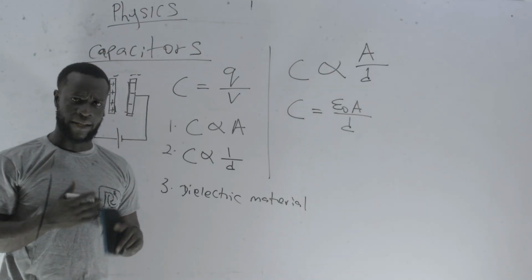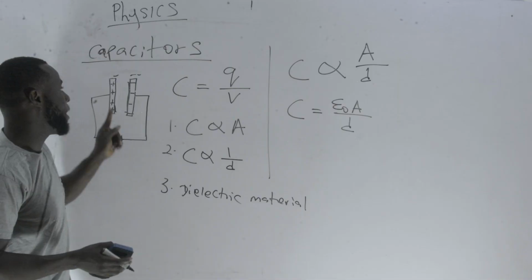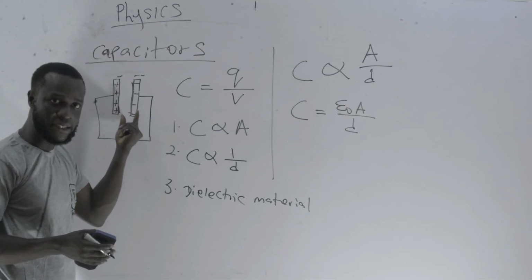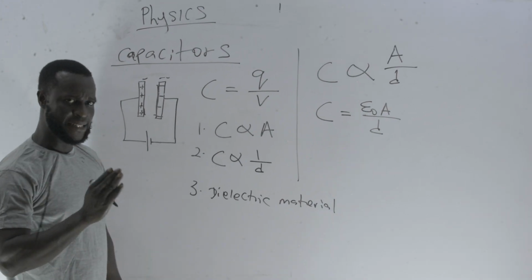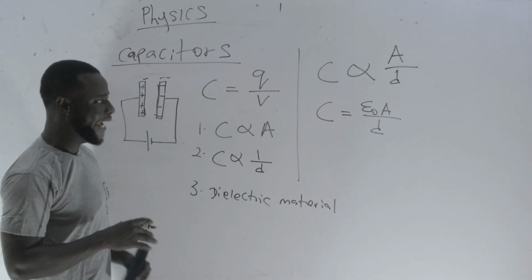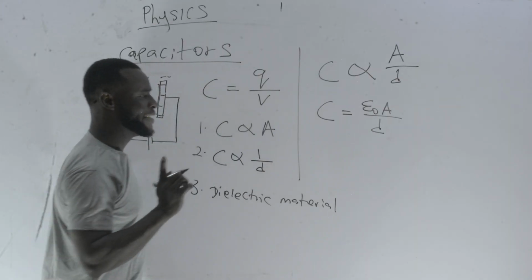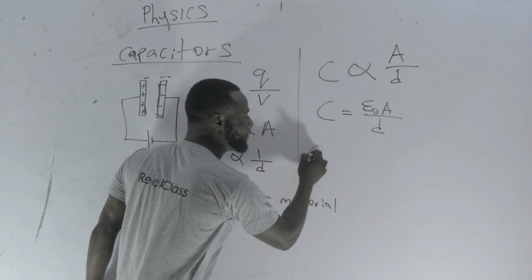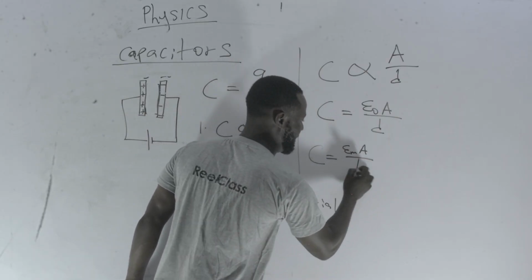But it's not all the time that there will be a vacuum between the plates, because we just realized that there are times when they can place an insulator between the plates. So if they place an insulator between the plates, then it's no longer ε0, but rather εm. If there's a dielectric material between the plates, I'm going to have C equals εm A over d.